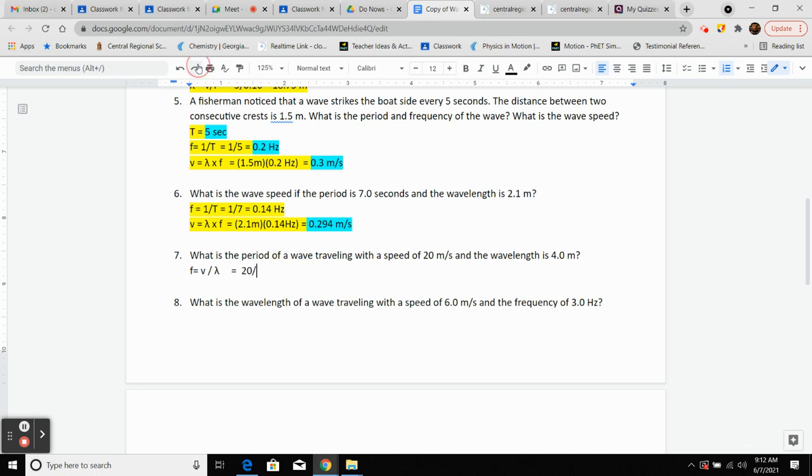So we're going to do 20 divided by 4, which equals 5 hertz. There we go. Because that is the unit for frequency. I don't know why I put meters.